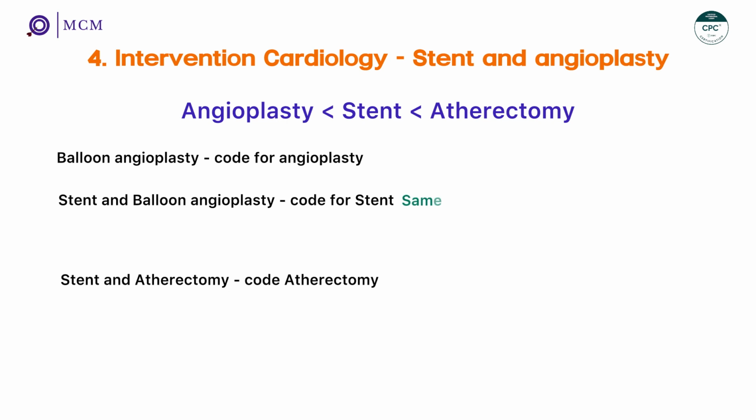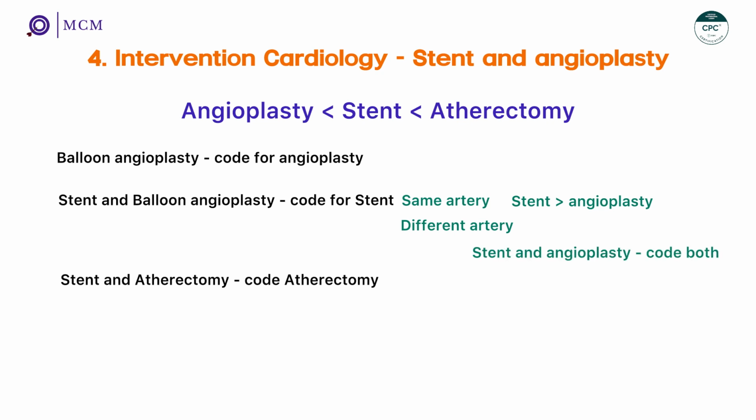But here's where people mess up. If a stent and angioplasty are done in the same artery, you only code for the stent because it's a more complex procedure and includes angioplasty. However, if angioplasty is done in one artery and stenting in a different artery, then both codes can be reported. This is a CPC exam trick question, and now you know exactly how to answer it.